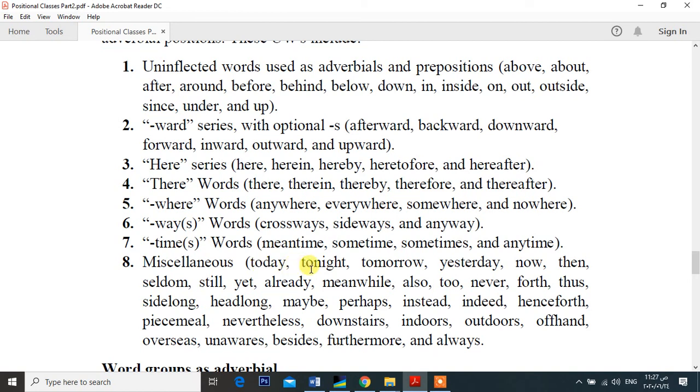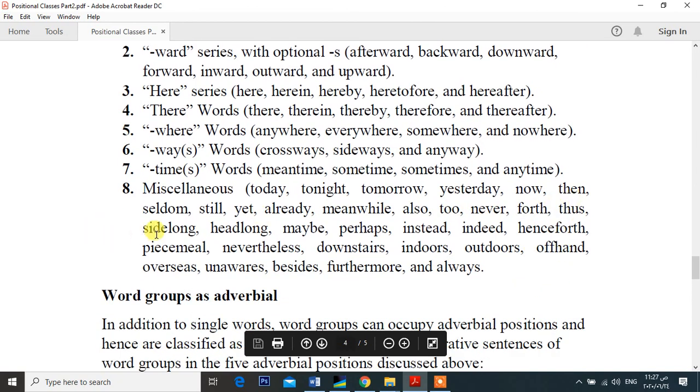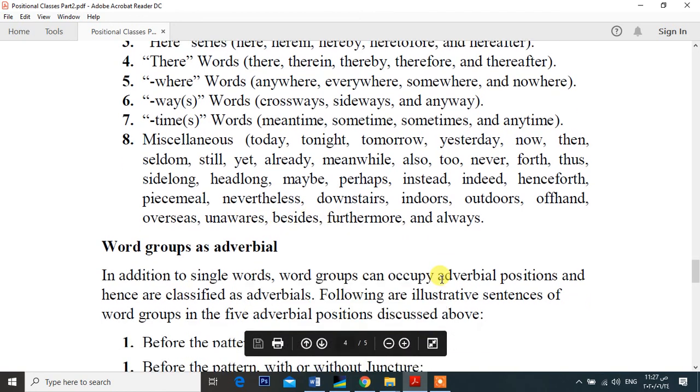consist of today, tonight, tomorrow, yesterday, now, then, seldom, still, yet, already, meanwhile, also, too, never, forth, thus, sidelong, headlong, maybe, perhaps, instead, indeed, henceforth, piecemeal, and nevertheless, downstairs, indoors, outdoors, offhand, overseas, unawares, and besides, furthermore, and always.